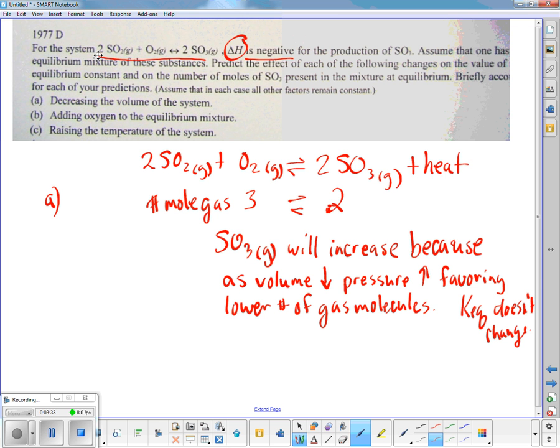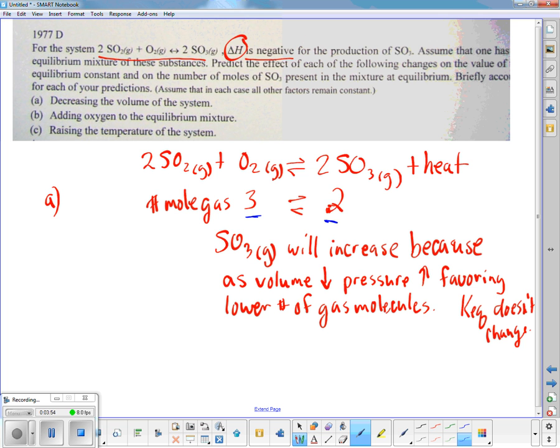So why does a higher pressure favor lower? Oh, because it's pushing it out, right? You've got 3 versus 2 people. If I'm shoving them in a closet, 2 is a lot easier to get in than 3. Okay? So it'll make it be 2.